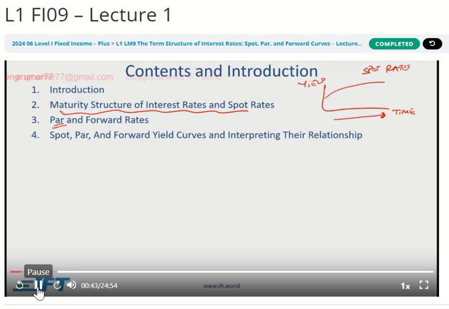We can also have something called the par curve based on the par rates, and the forward curve based on the forward rates. And then in the final part of this learning module, we'll talk about the relationship between the spot, par, and forward curves.